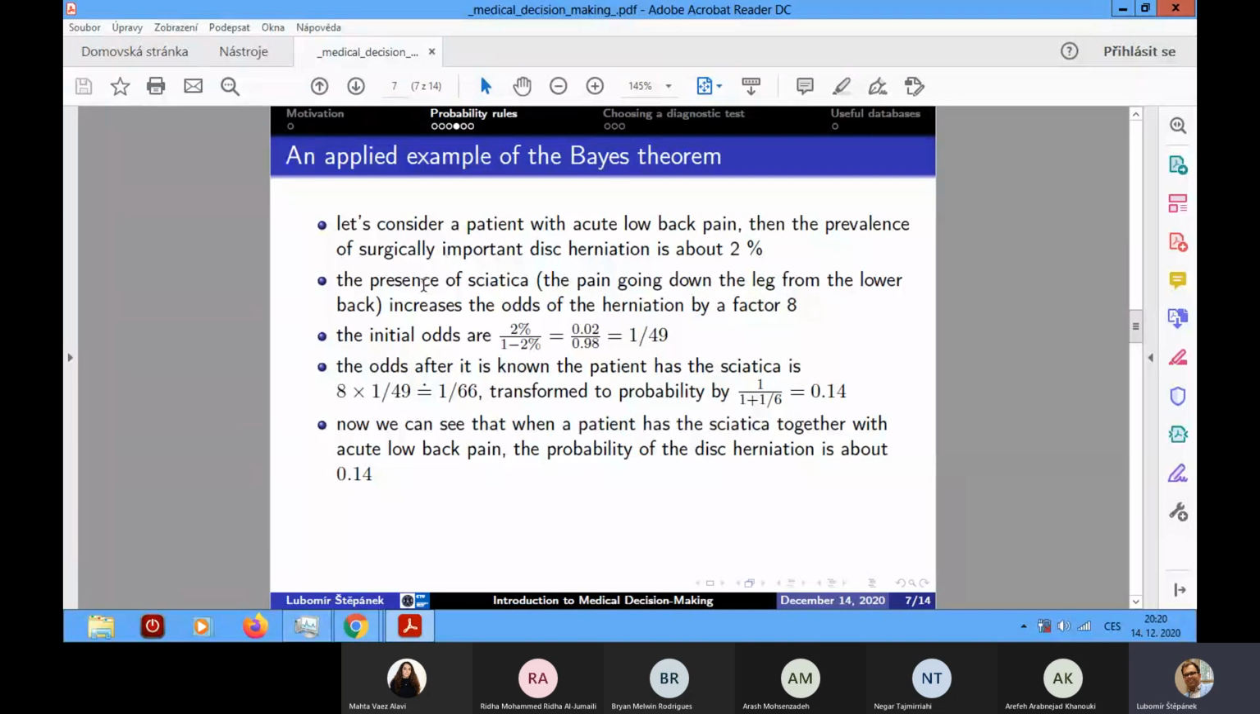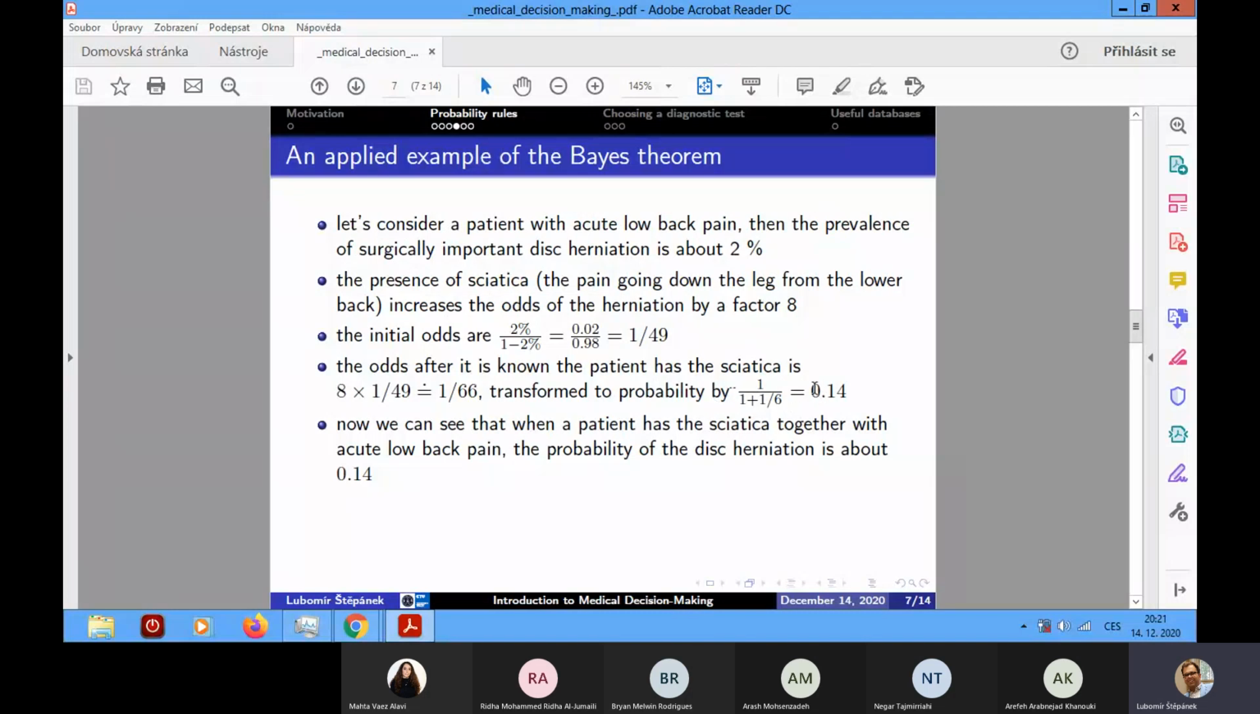For example, if the patient has only an indifferent acute low back pain, the prevalence of surgical disc herniation is about, let's say, 2%. But since he told us that he also had sciatica kind of pain, we can calculate by these formulas that now, at this moment, we know that sciatica is present.